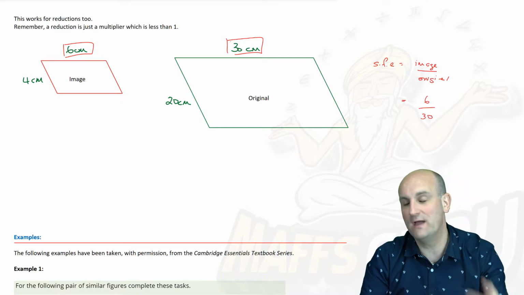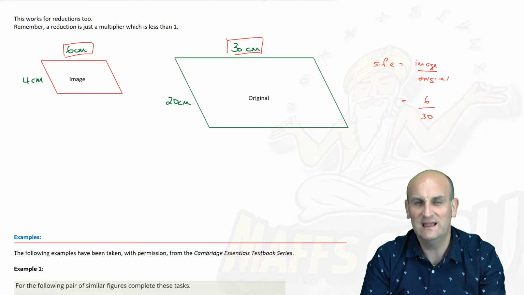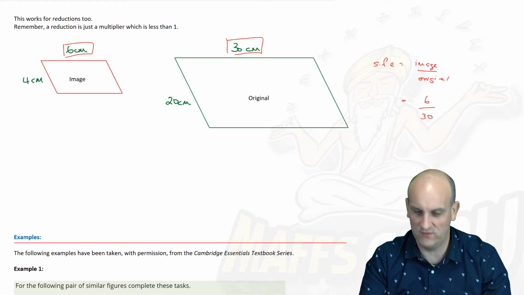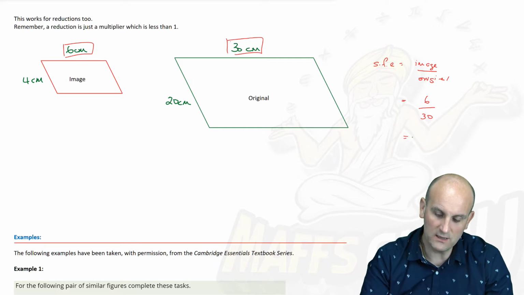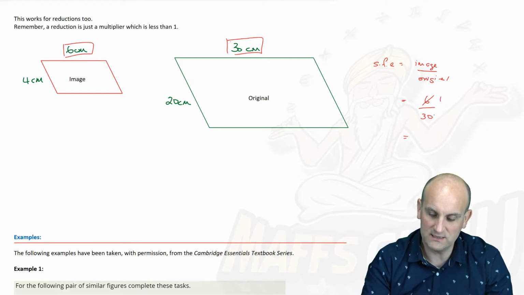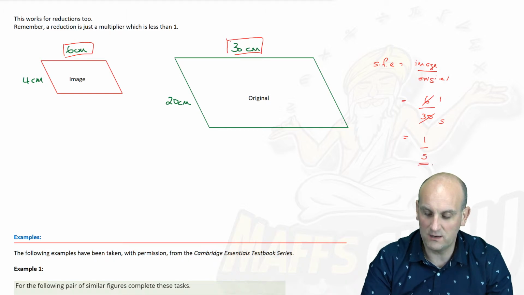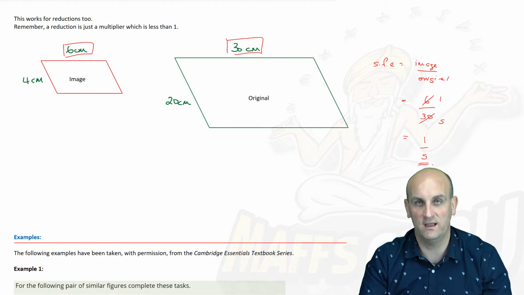Now again, be careful, 6 divided by 30 is not 5. If I've got 6 sweets and 30 friends, they're not going to get 5 each. And because I know that 6 is going into there once and 6 is going into there 5 times, I now know that my scale factor enlargement is 1 on 5.